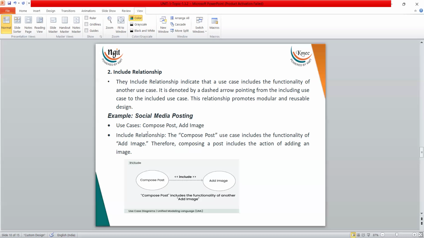For this use case example, in social media posting, the use case is compose post and adding images.